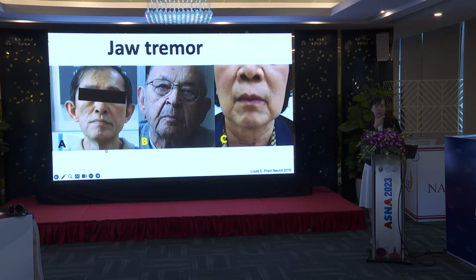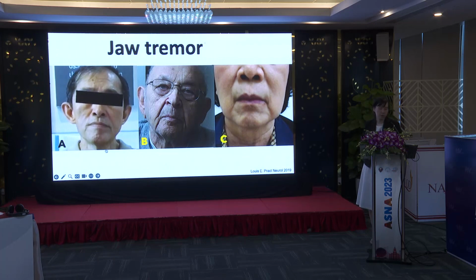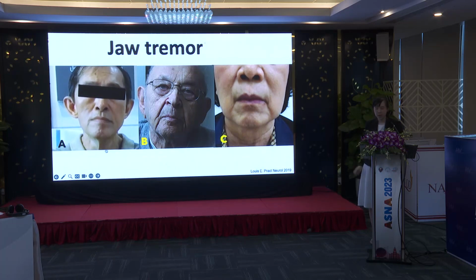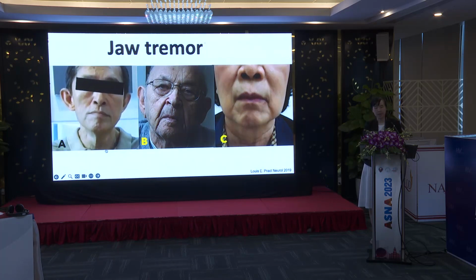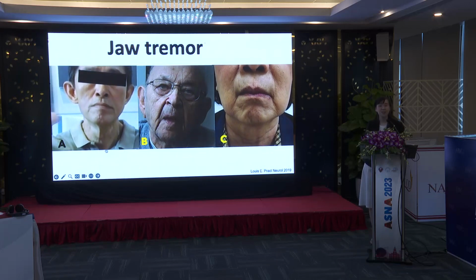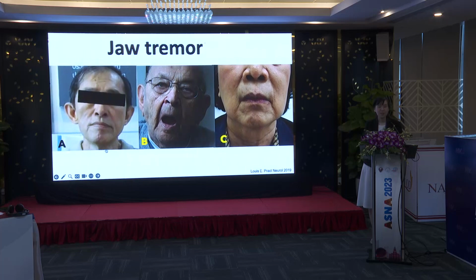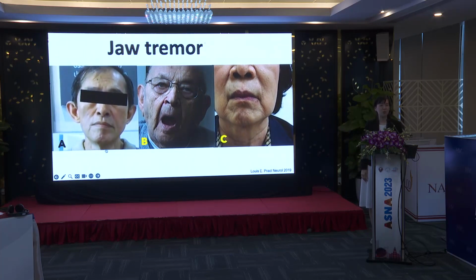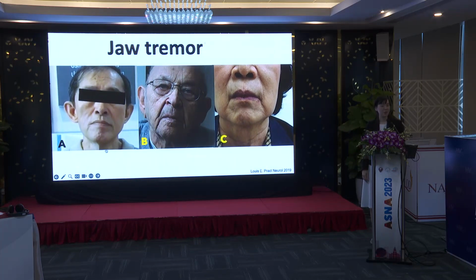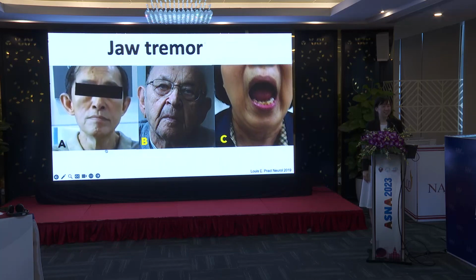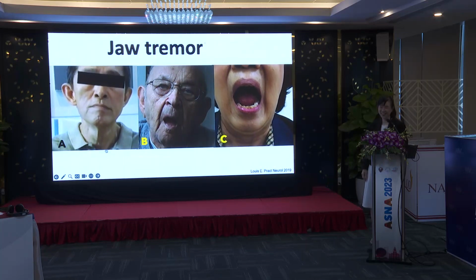Let me move back to just the jaw. I think most of you have seen a lot of patients with jaw tremor. See who has Parkinson tremor, A, B, or C. Maybe I'm going to ask the audience from the floor, who thinks A has PD tremor, B, C? No one answers?